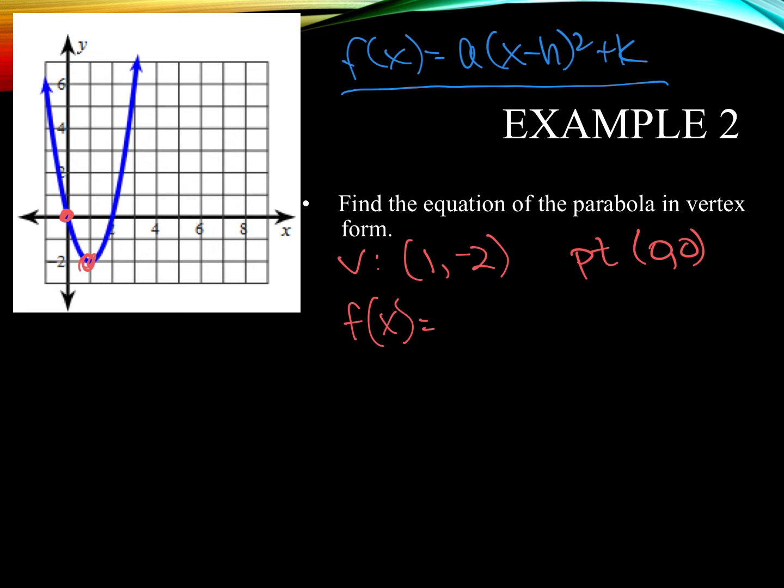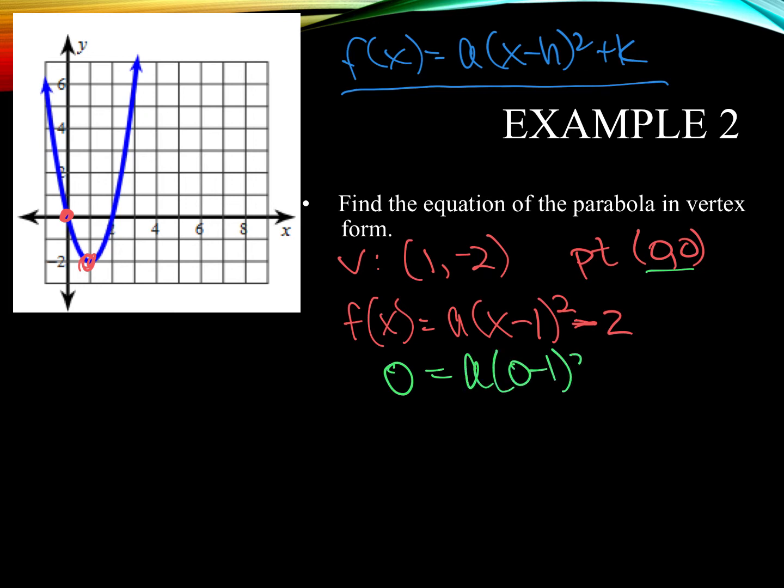So I have f of x equals a times a quantity of x, and in this case it's going to be minus 1 squared. I'm not a plus 2, I'm really plus a negative 2, so I'm just going to go minus 2. And now I can go ahead and plug in that coordinate point that I found of 0, 0. So 0 is going to go in for y equals a times 0 minus 1 squared minus 2.